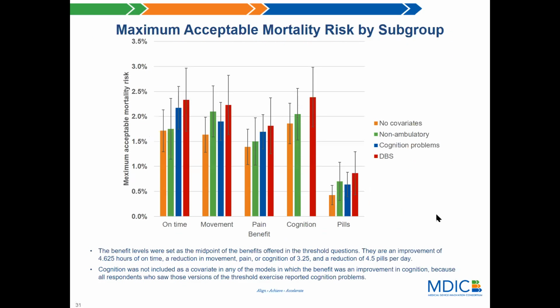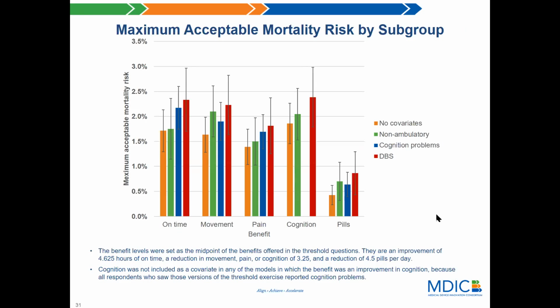One of the nice things about this particular study is that we are able then to regress the risk tolerance that we have on individual patient characteristics. So the orange here corresponds essentially to what we saw before for each of the benefits, where we have no covariates. We just literally figure out what the mean risk tolerance is over the population.